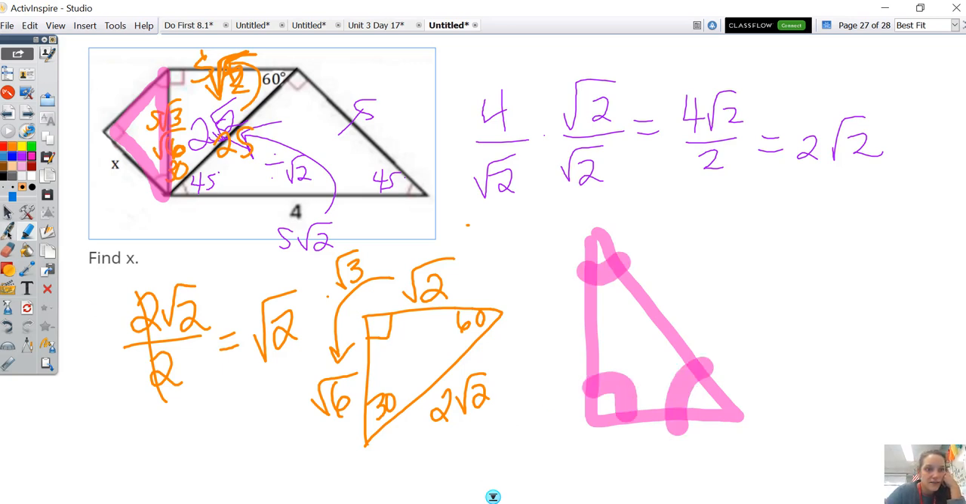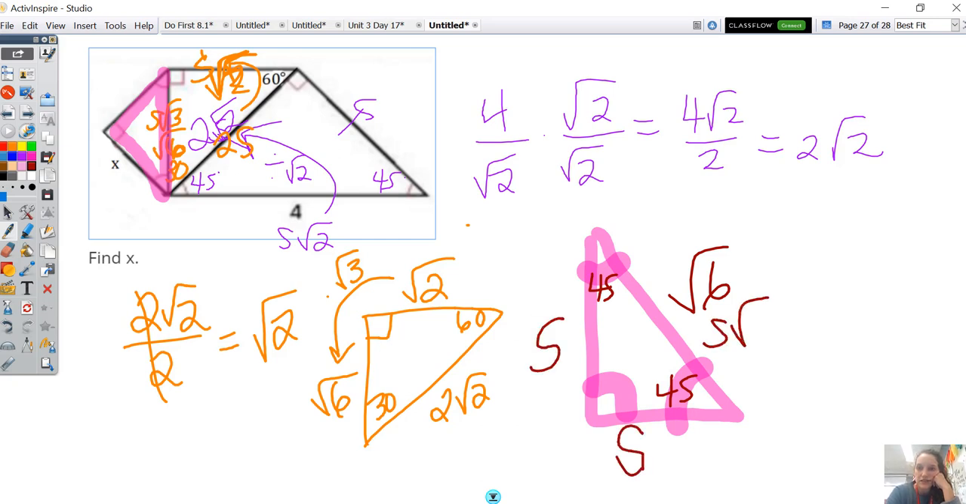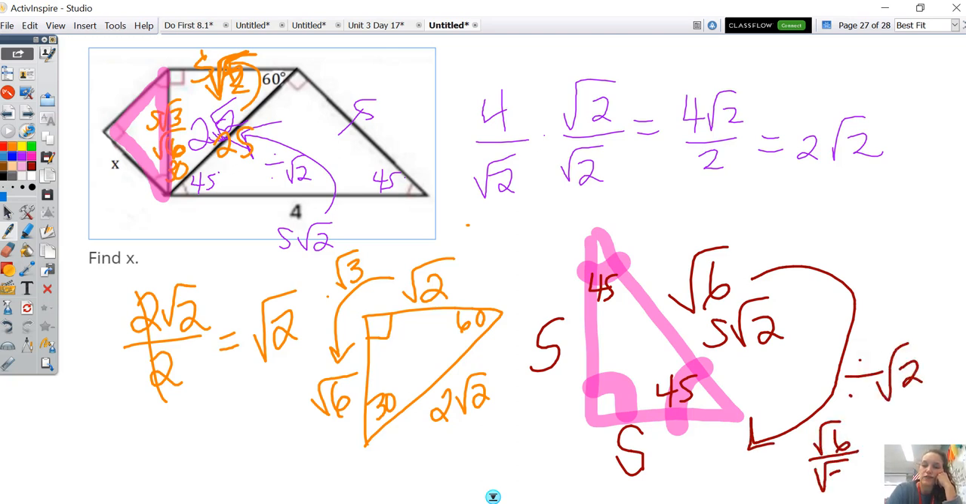Sorry, my active board is being pretty silly and it won't let me change the color of the pen, which is so annoying. There it goes. So our hypotenuse is root 6. These are 45, 45, so S root 2. So I'm going from the hypotenuse to the short side. I'm dividing off that root 2. Root 6 divided by root 2. I can just divide those numbers inside the radicals and get root 3. So S equals root 3. So X, that missing side, is equal to the square root of 3.